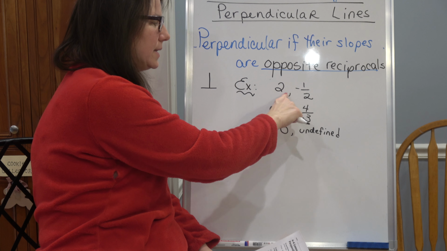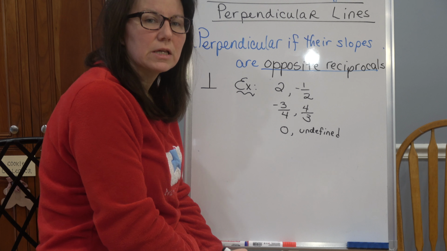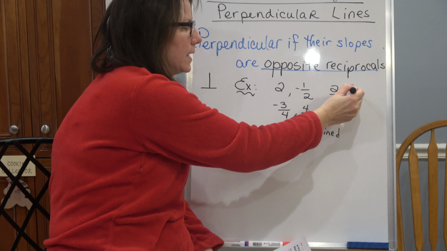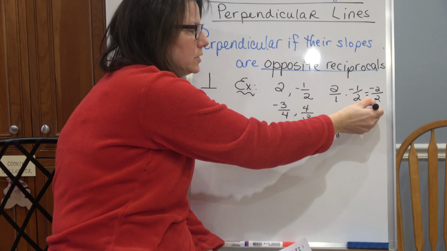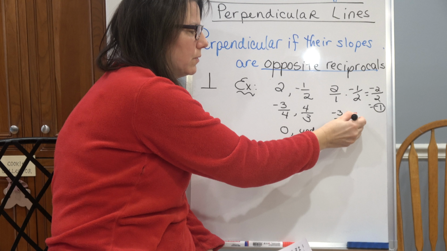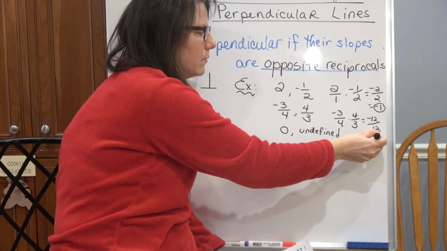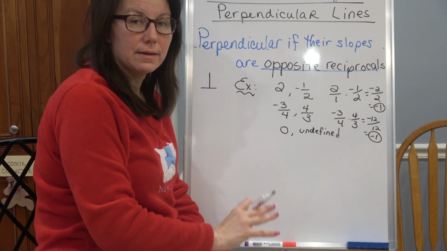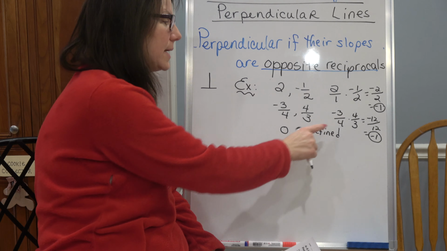When you multiply slopes that are perpendicular, you always get what number? Let's check it out. 2 over 1 times negative 1/2 is negative 2 over 2, which is negative 1. And negative 3 over 4 times 4 over 3 is negative 12 over 12, which is also negative 1. So that's a way to check if you have perpendicular lines: if their slopes have a product that is negative 1.